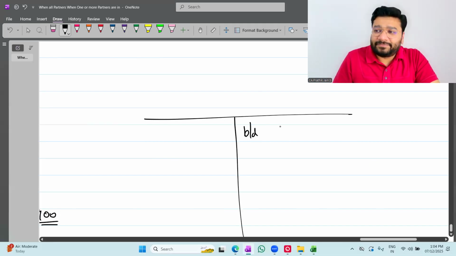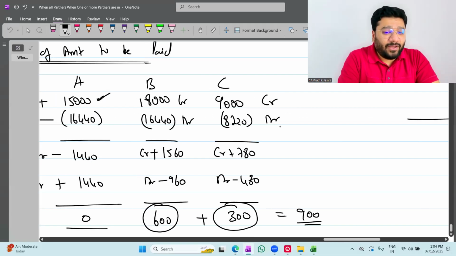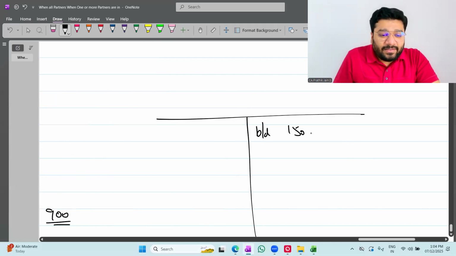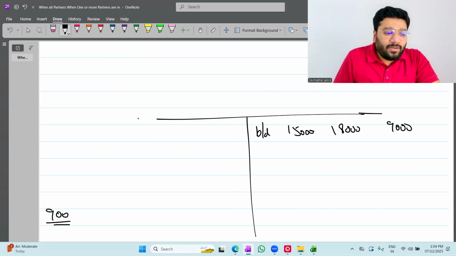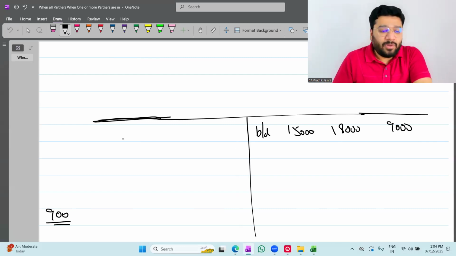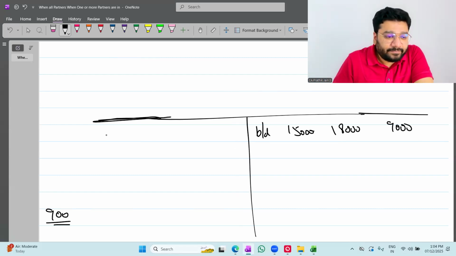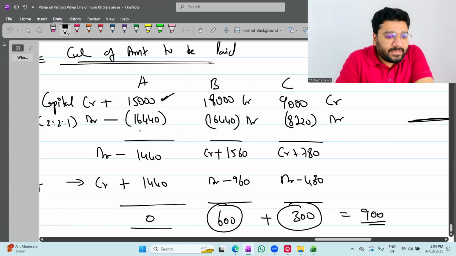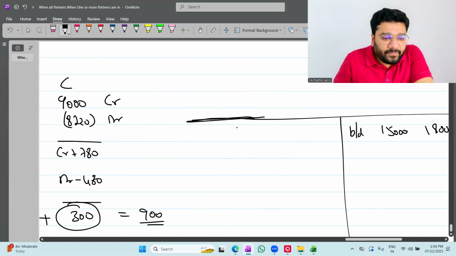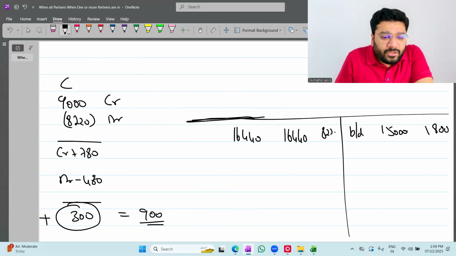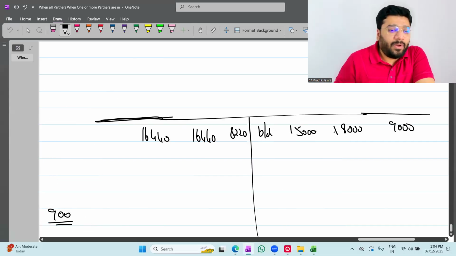Tell me the balance. Abhinaya, 15,000, 18,000, 9,000. Tell the maximum loss. Maximum loss. A, how much? 16,440. Then 8,220. Any problem here?